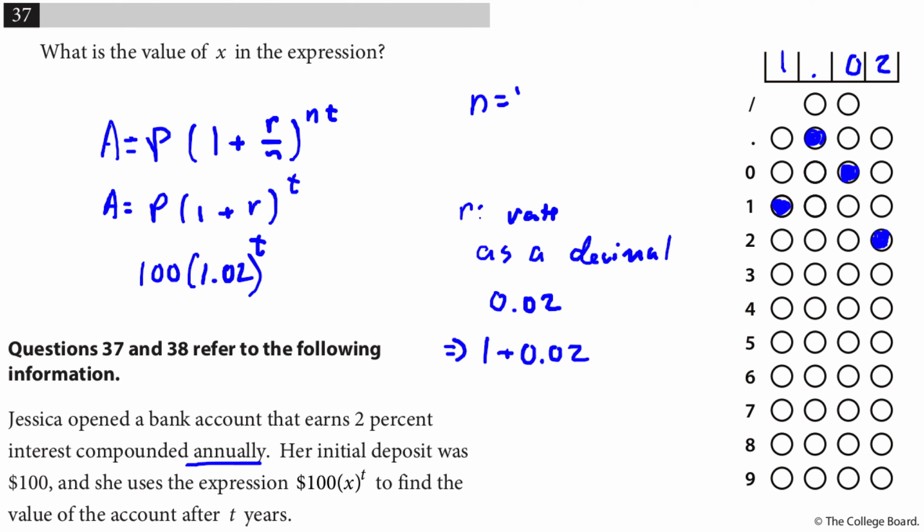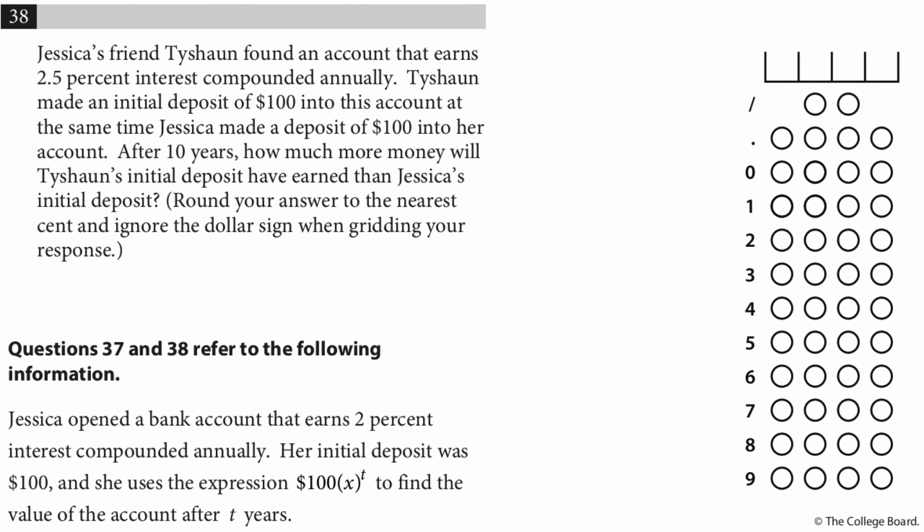Now, another way, or some more rationale behind this, some more explanation behind this, is if I earn 2%, that means I have my 100% and 2% more, which is 102%, and that is 1.02 as well. Final question of the test. Give it a shot.